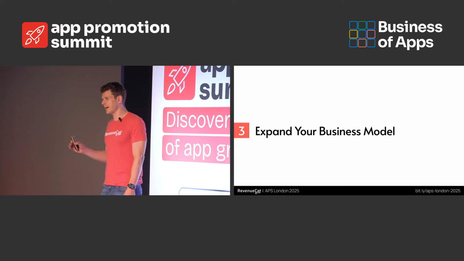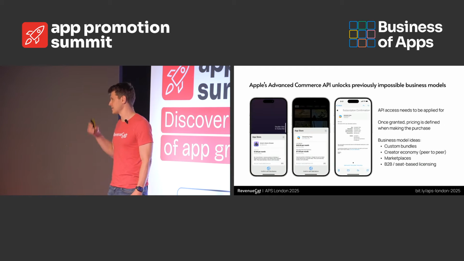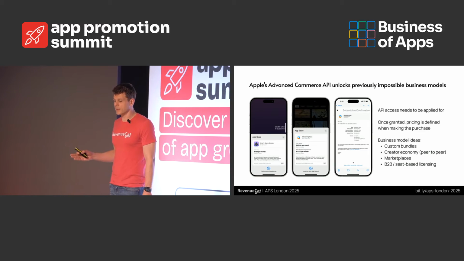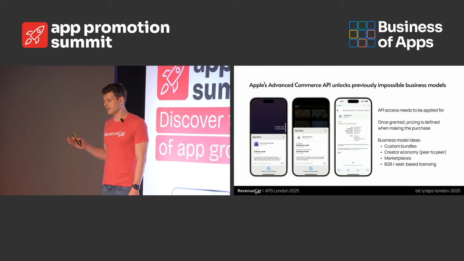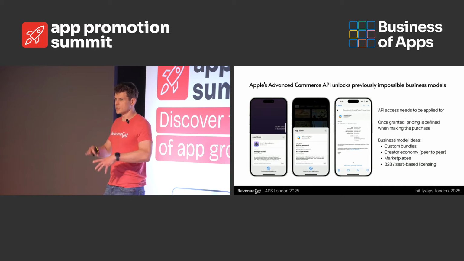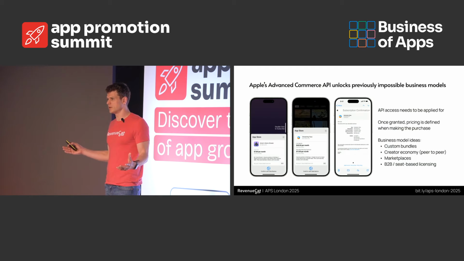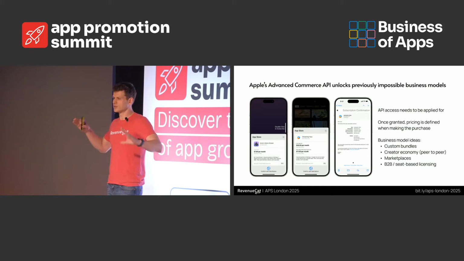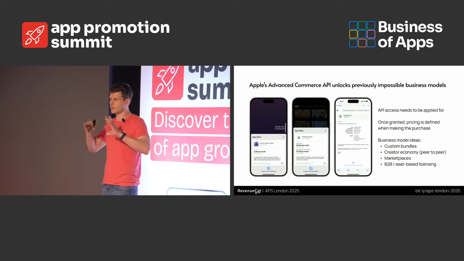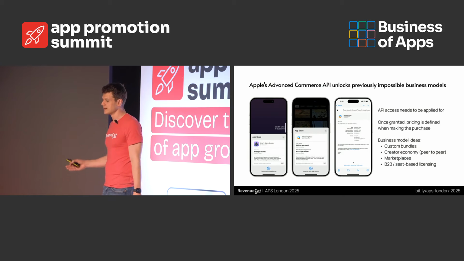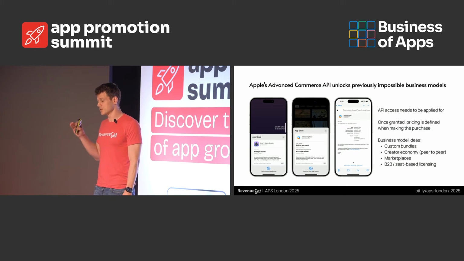Number 3, expanding your business model. And this is something that is net new. If you have not heard about this, Apple recently launched the Advanced Commerce API, which unlocks previously impossible business models. So you probably know on the App Store, you can basically only set a certain number of prices. Every product needs to be its own individual product. With the Advanced Commerce API, this is no longer the case.